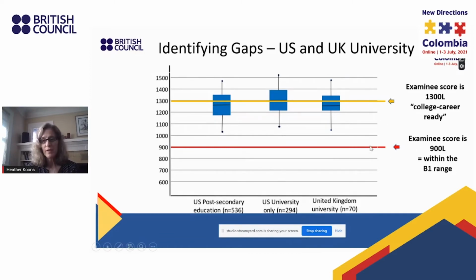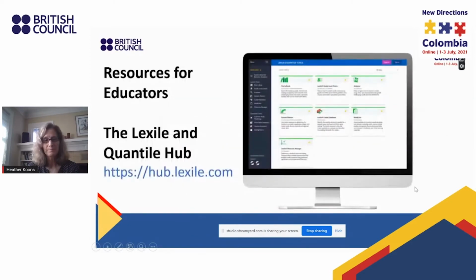So if we have a student in the 900 range and they're going into university and they're going to be reading books in this range, they're going to really struggle. And it's good to know that in advance. But if they're up here at the 1300, which is our college and career readiness range, or above, ideally, they will have more success in tackling those textbooks.